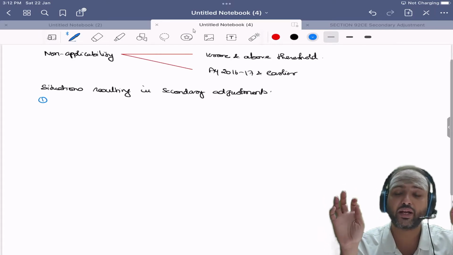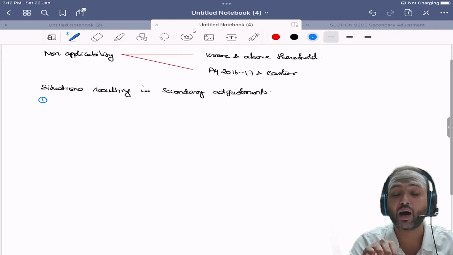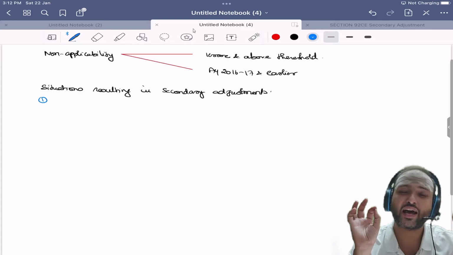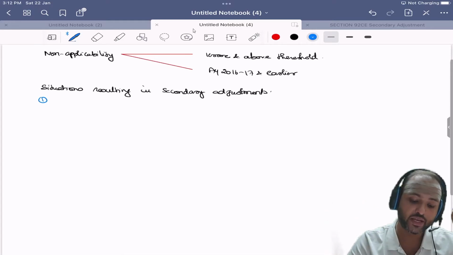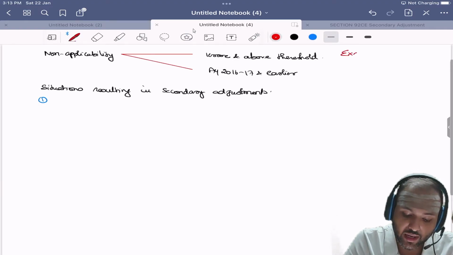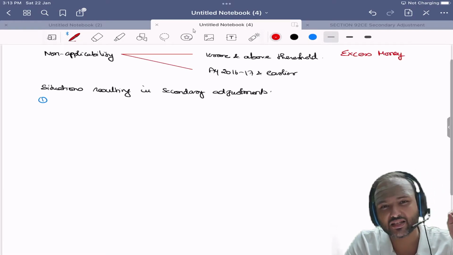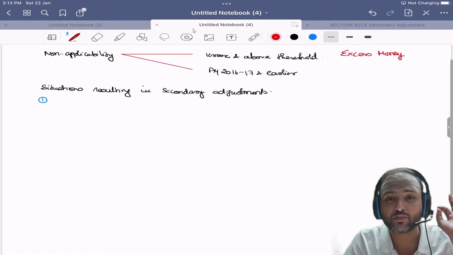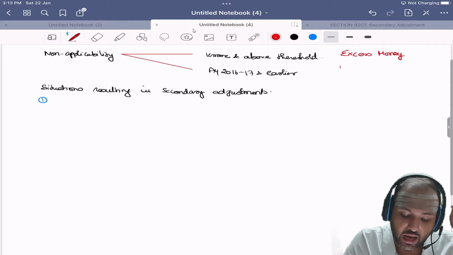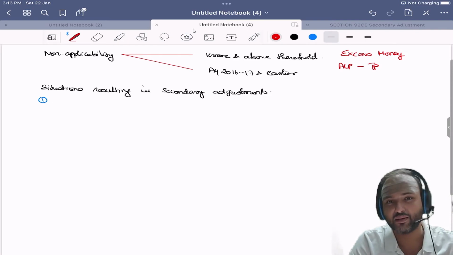What is the transaction price? 50 crores. Where the arm's length price is greater than the transaction price, what is it called? It is called excess money or primary adjustment. So please take note, one very important term which is called excess money. When you write answers in the examination, you are expected to use this terminology, excess money. What is excess money? Arm's length price minus transaction price. So this is a very important terminology.